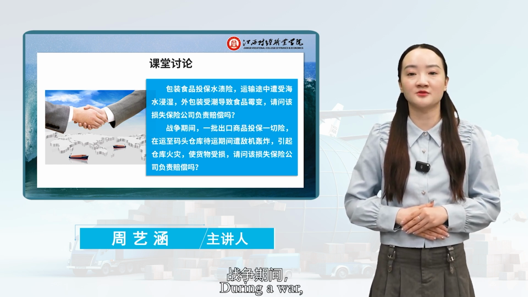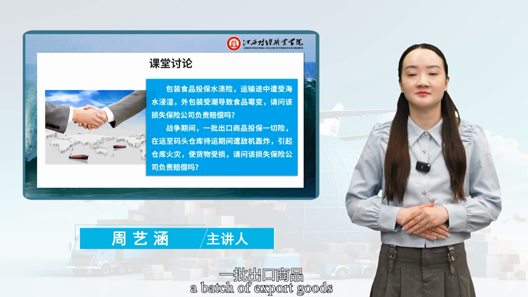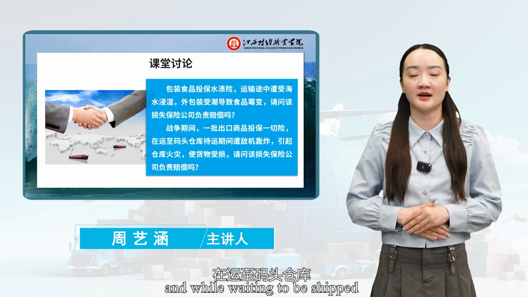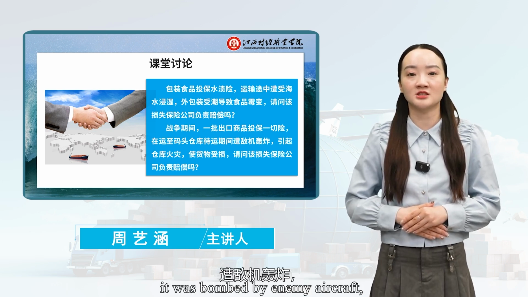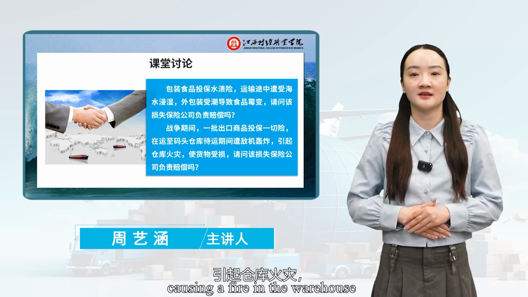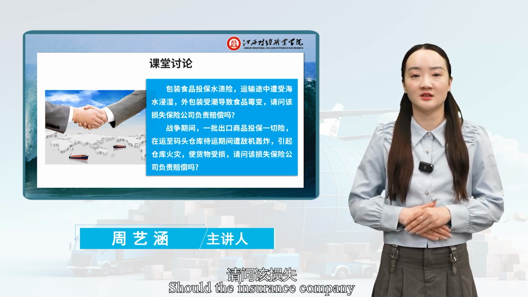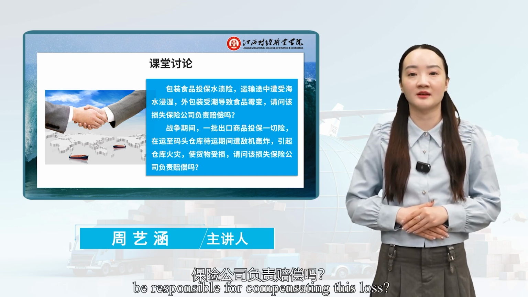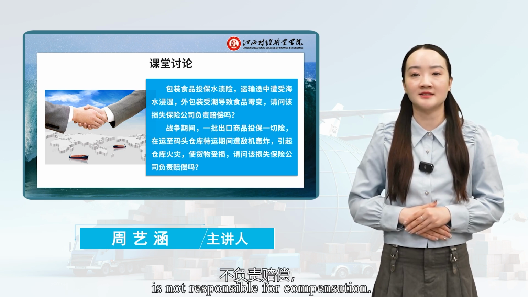Question 2. During a war, a batch of export goods was insured for all risks, and while waiting to be shipped at the dock warehouse, it was bombed by enemy aircraft, causing a fire in the warehouse and damaging the goods. Should the insurance company be responsible for compensating this loss? The insurance company is not responsible for compensation.